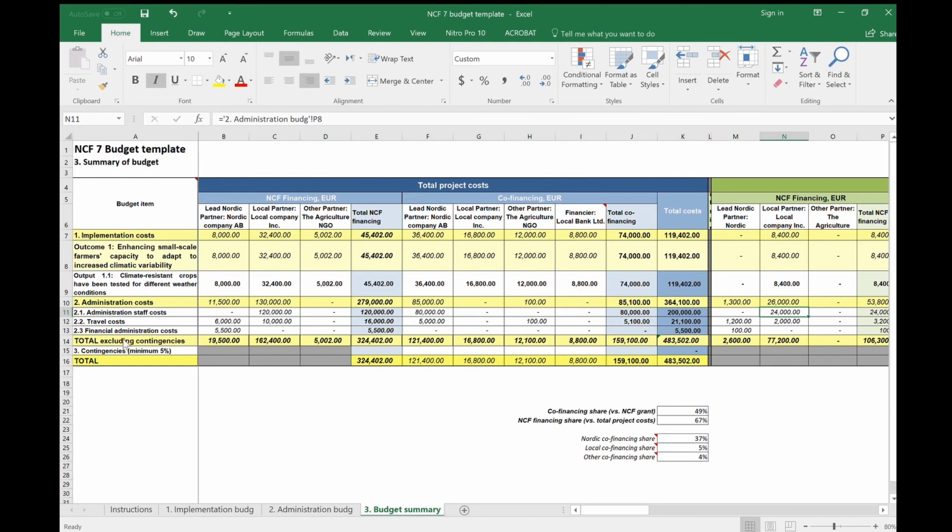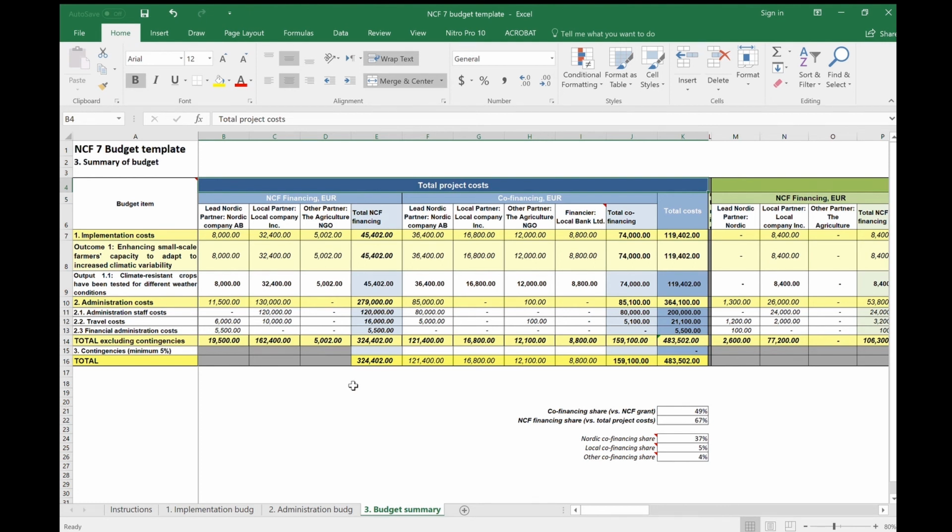Apart from the implementation and administration budget costs, the budget summary should include contingencies. Contingencies are budgeted funds which are not earmarked for any specific activity or input, but can be used to cover unforeseen costs that may occur during the project implementation. The contingency should be at least 5%, but no more than 10% of the total project budget.